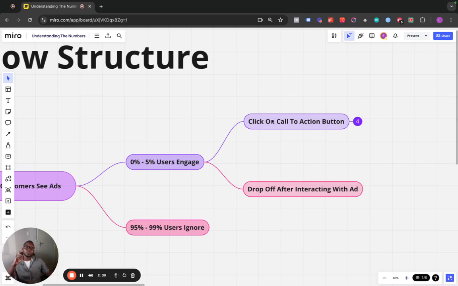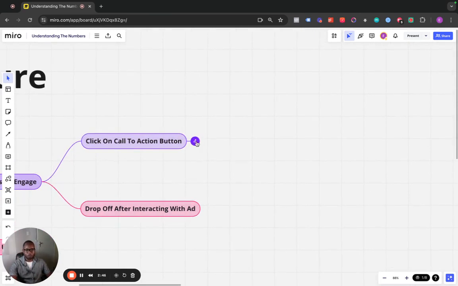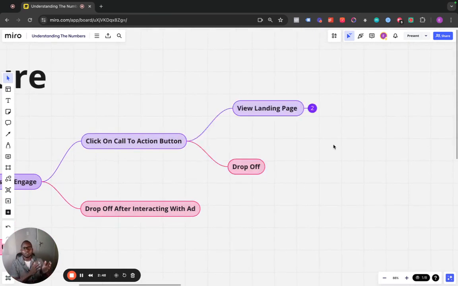But then there's going to be those select few people who, once they've read the content of the ad, are actually going to click and engage with it a little bit more. And maybe they're going to click on the call to action button because they want to see, okay, where is this journey going to take me? So they click on the call to action button, and let's say, for example, you're taking them to a unique landing page, or you want to take them maybe to a lead form, whatever the destination is going to be. They've interacted with it by clicking on that call to action button.